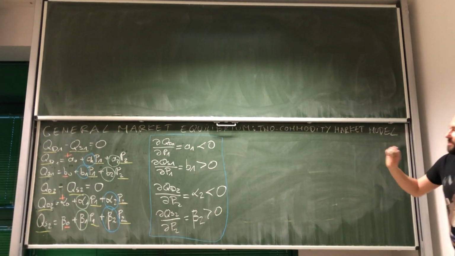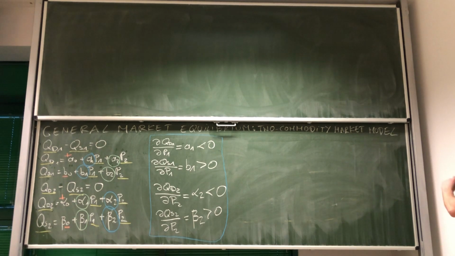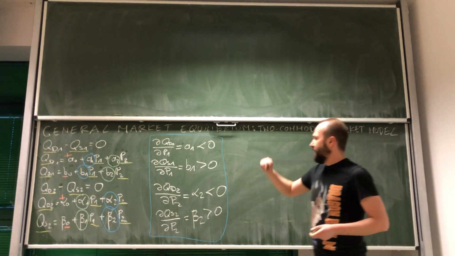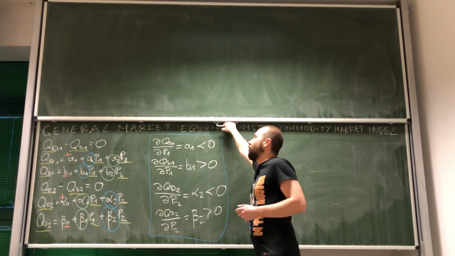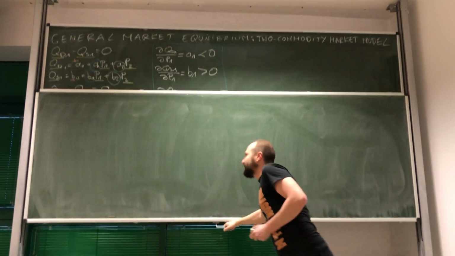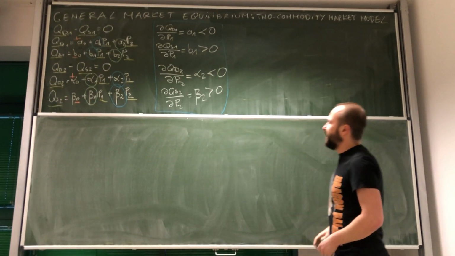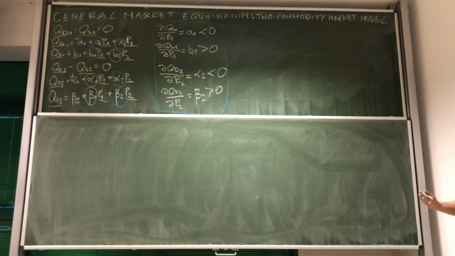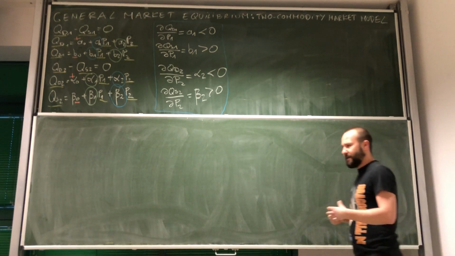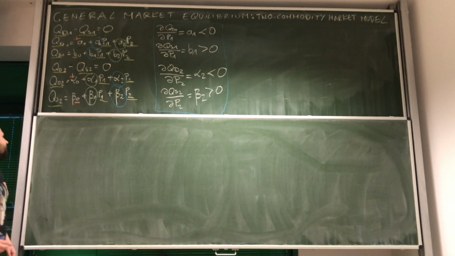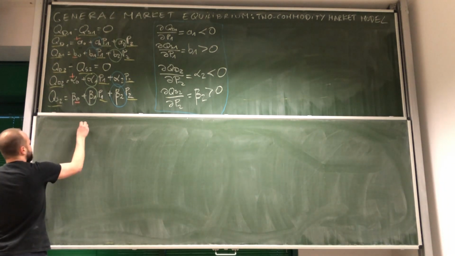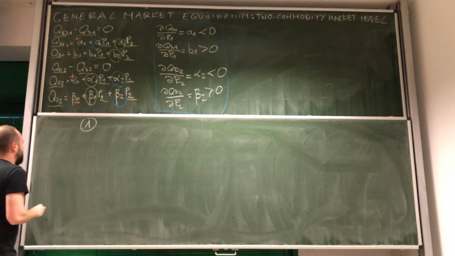Okay, so before we go to figuring out what they are, let's start by drawing the markets, the two markets, and equilibrium. So how will the market for commodity 1 look? Well, let's just call it 1, right?